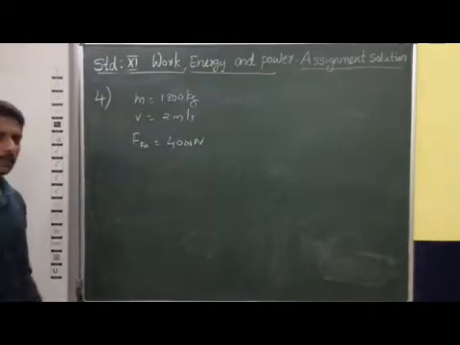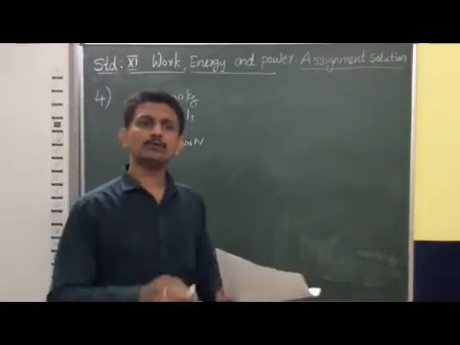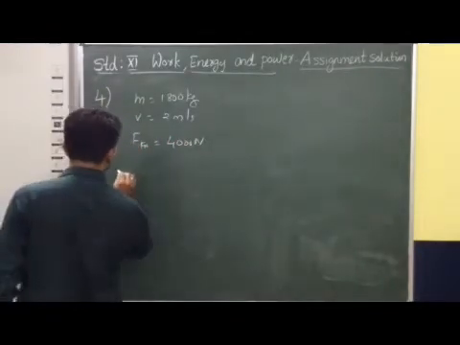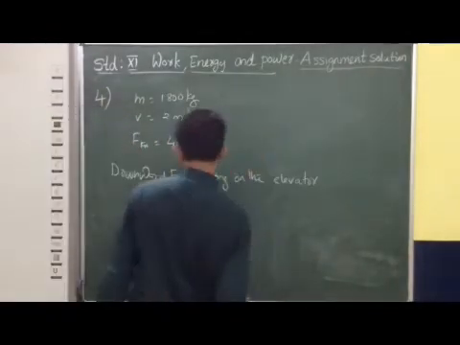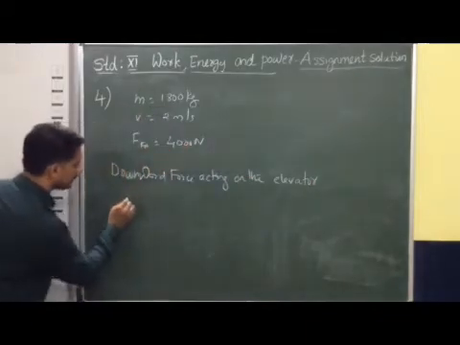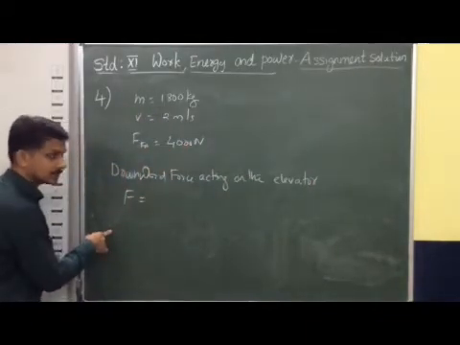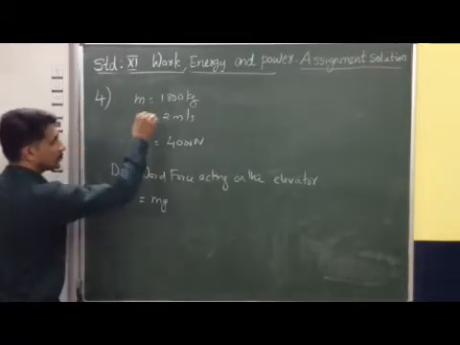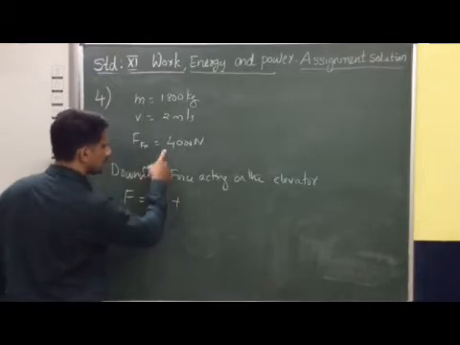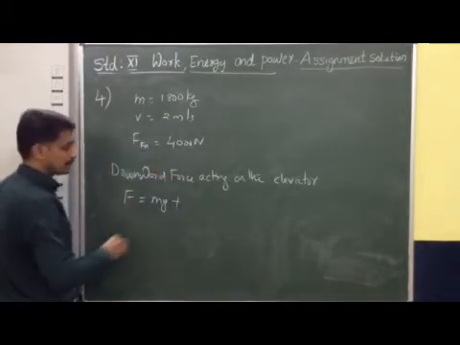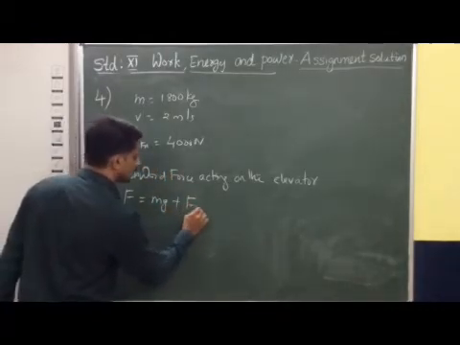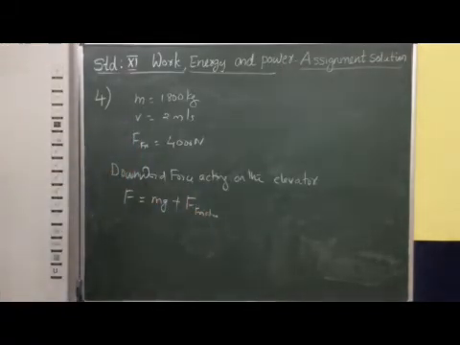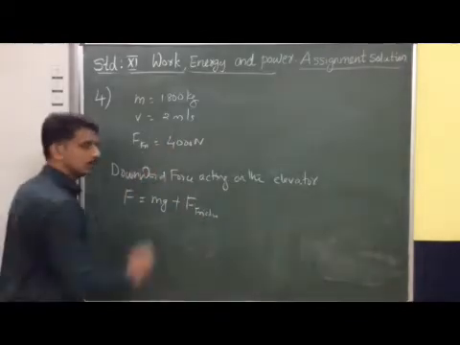So first we have to calculate the maximum downward force acting on this elevator. What is the downward force acting on this elevator? I will take the downward force as F, that is mg, the weight of this object, plus the frictional force, which is also acting. Because frictional force is opposing the motion, an opposite force is developing, that means 4000 Newton.